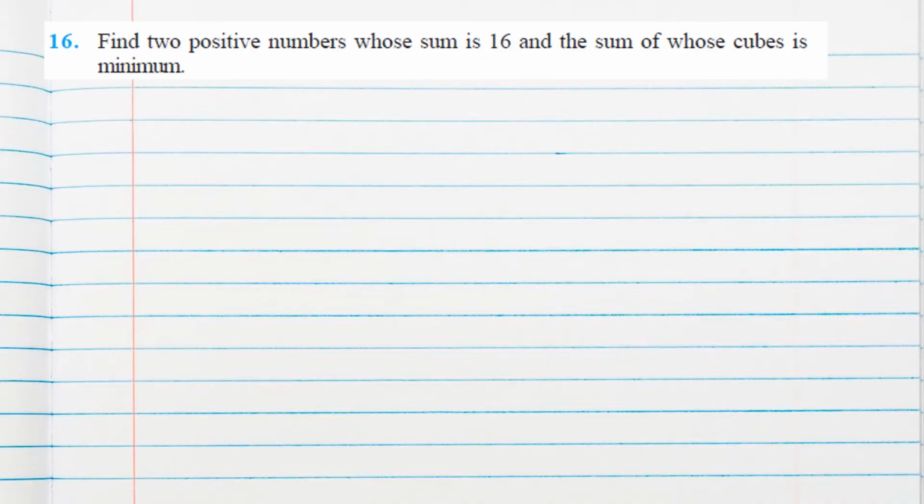Question number 16. Find two positive numbers whose sum is 16 and sum of whose cube is minimum. So suppose two numbers are x and y, and the sum is 16. x plus y is 16. So if I want to write one number in terms of the other, I can write y as 16 minus x, isn't it? So here I will suppose let x and 16 minus x be two numbers.